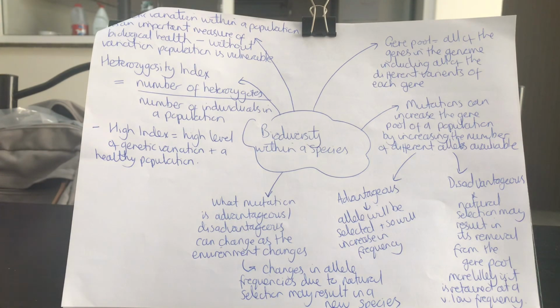And a high index indicates a high level of genetic variation and a healthy population. So again, you want a high number for your heterozygosity index. You don't want a low number. A low index indicates the opposite. So there's a low level of genetic variation, potentially an unhealthy population that are going to be susceptible to changes in their environment.